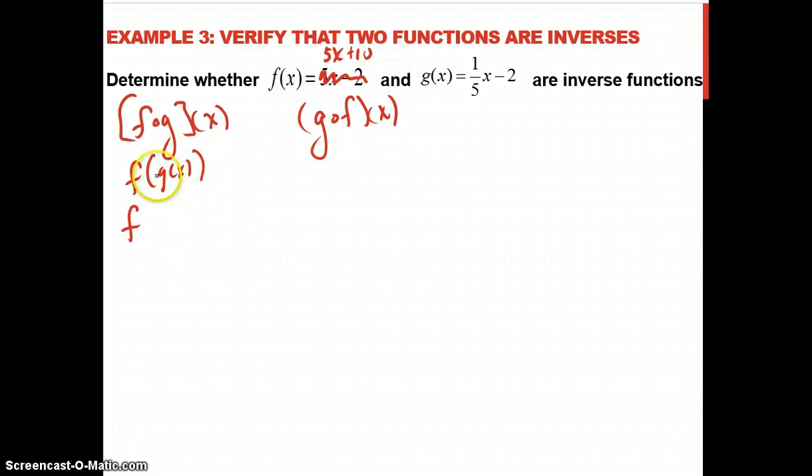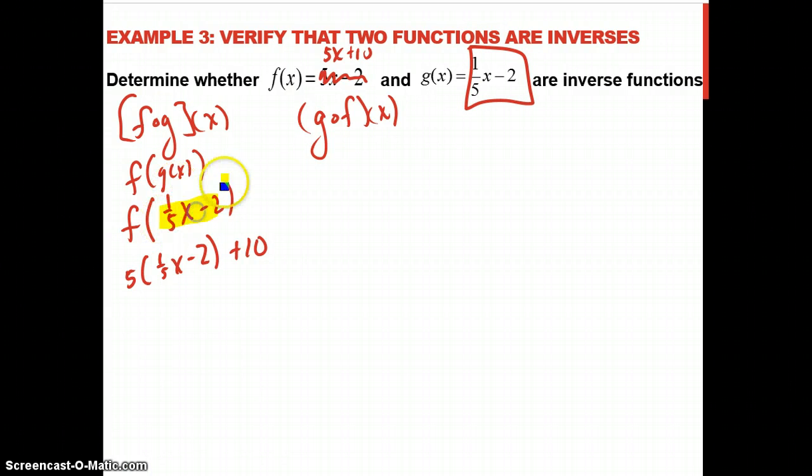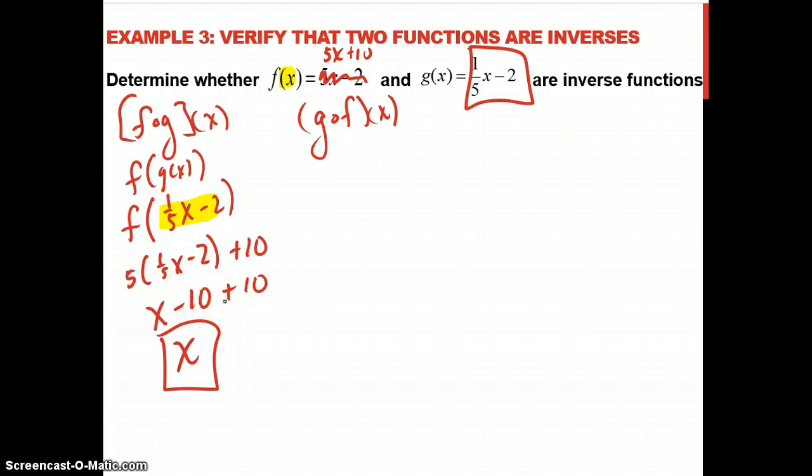At this point, you know g of x is right over here. So I'm going to take that and plug it in, because I know that for a fact. And now I'm going to take this chunk of information and plug it in for every x in the f function, giving this. After distributing, I get that this composition function is x. I have to verify that the second composition function is also x, which I will do now.